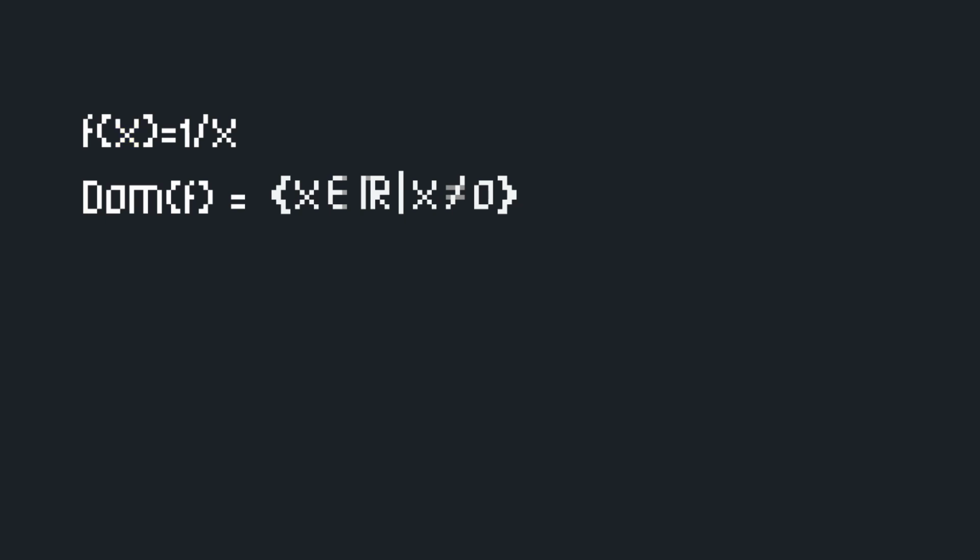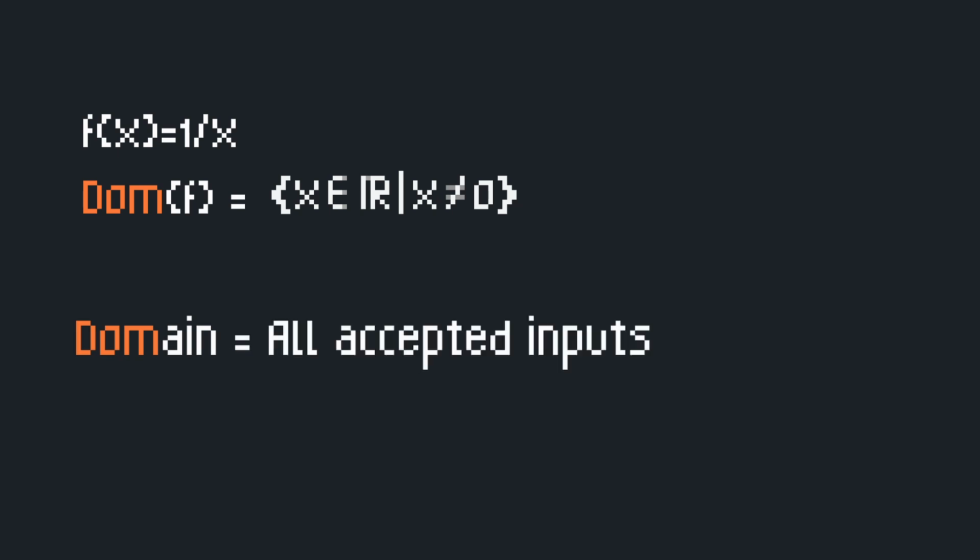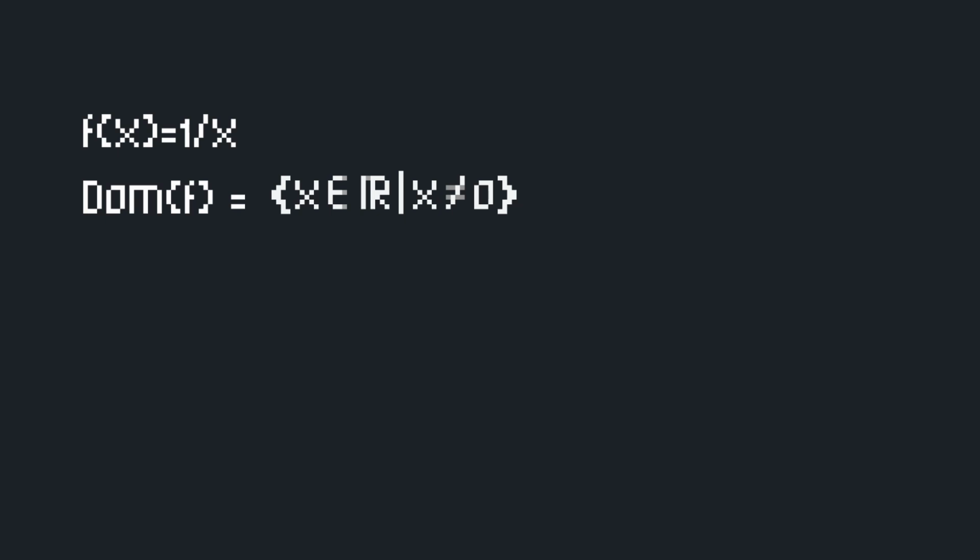After the equals sign, we see the rule that defines the function. Take one and divide it by the input. Now, the abbreviation DOM stands for domain. As we mentioned earlier, the domain of a function is the set of all inputs for which the function makes sense. So here we read, the domain of f is the set of all real numbers x, such that x is not equal to 0.